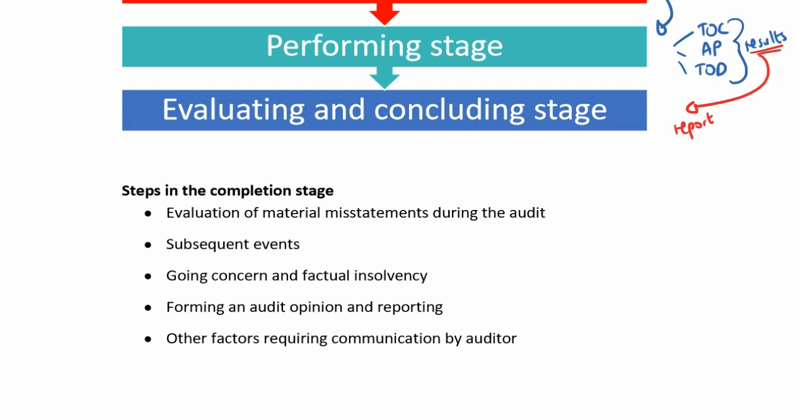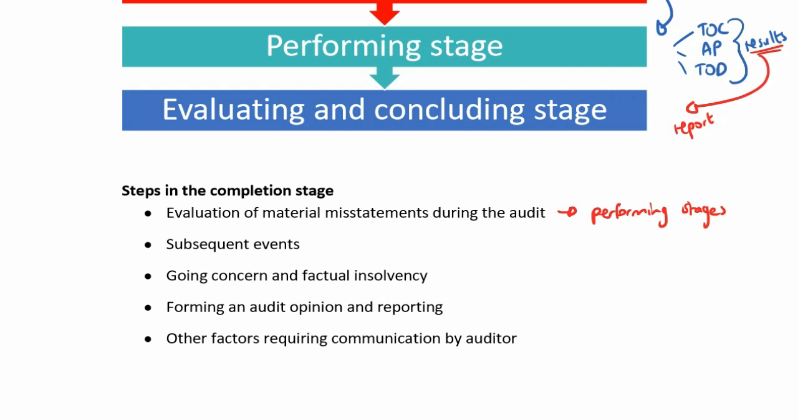So the steps in the completion stage. We as the auditors need to evaluate the material misstatements that were identified during the audit. So these are what we got through the performing stage, the results of the performing stage. Did we pick up material misstatements? What are they? We kept a record of them, so we can then start to combine them to see if in total they exceed planning materiality.